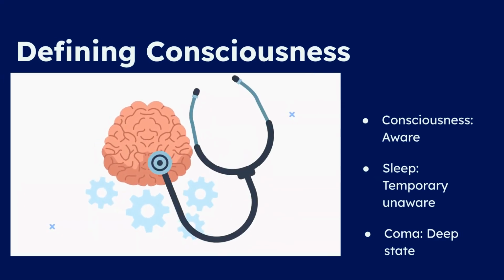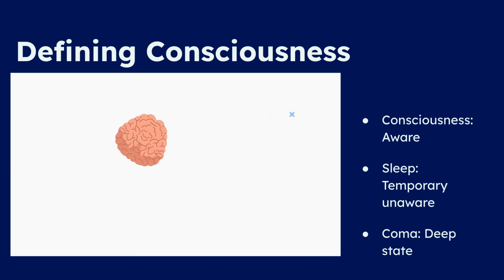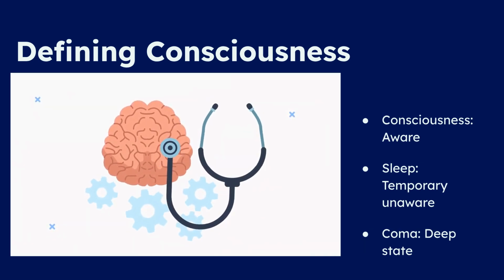Consciousness is being aware and responsive. States like sleep are temporary unconsciousness, while a coma is a deep state where the person cannot be awakened. Stupor is minimally responsive, and locked-in state is paralysis without loss of consciousness.